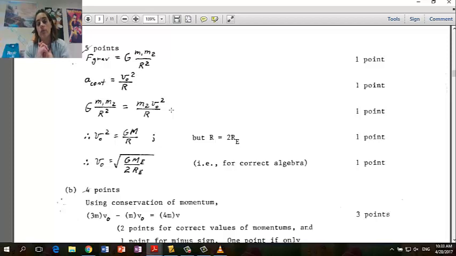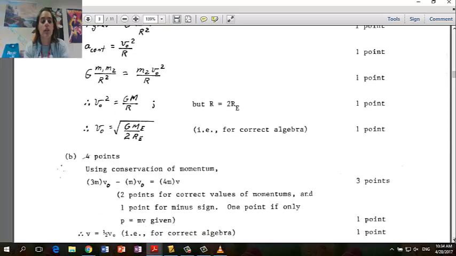So a point for using Newton's law of gravity, a point for using centripetal acceleration, a point for setting the gravitational force and centripetal force equal to each other, and a point for then substituting correctly for the radius, that it's 2 re, and then solving for the initial velocity gets you a point. So 5 points for part A. That's a nice hefty chunk.